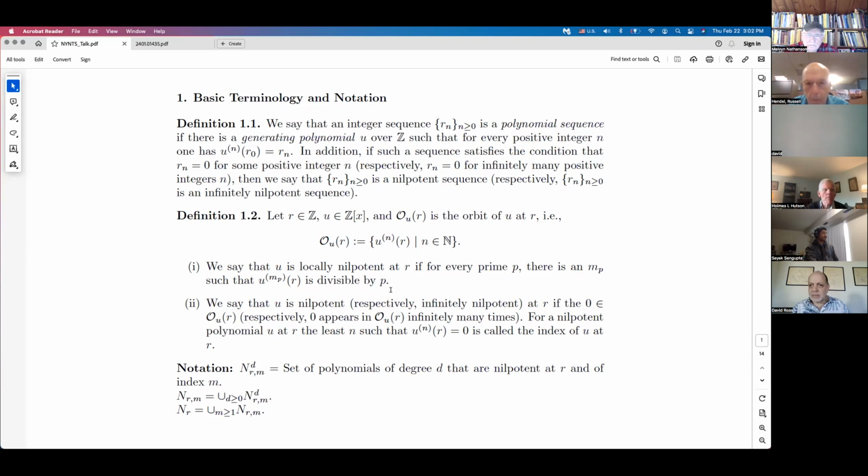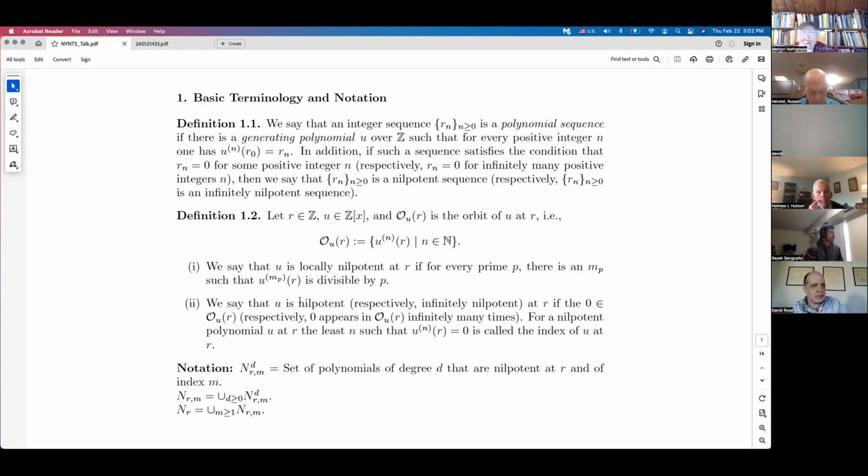And then we can have a similar definition, I guess, for polynomials. So say you are given a number R and you are given a polynomial U. We will call calligraphic O sub U R the set of all iterations of U at R. So basically it forms a sequence. If you add R at the beginning, then it would be exactly this sequence, Rn.